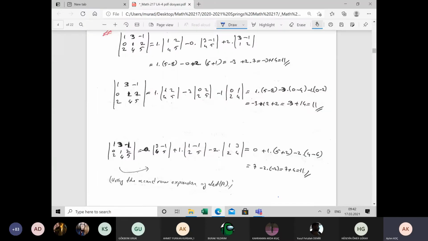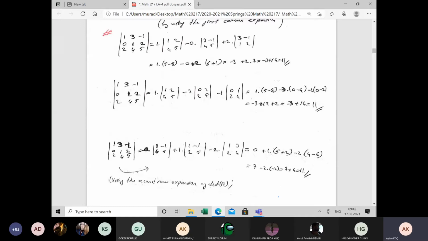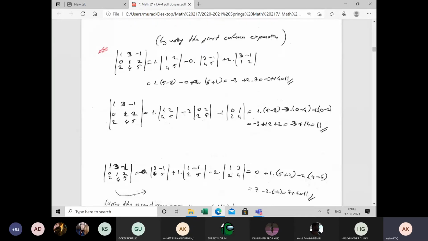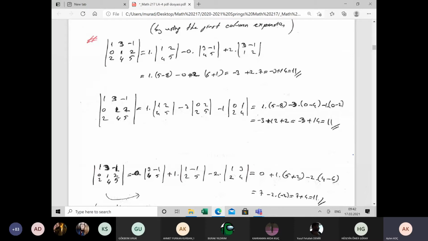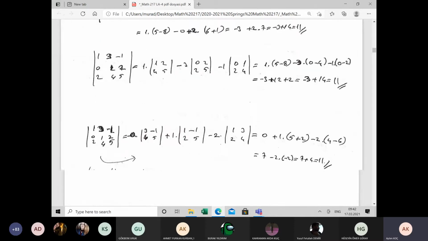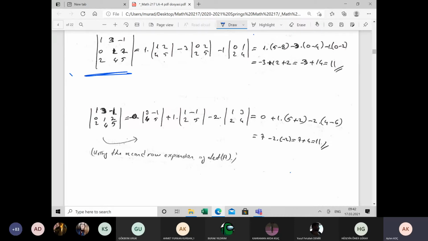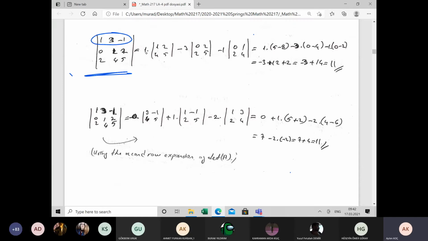Yes, let's start. Take the 3 by 3 matrix here. Our aim is to find the determinant of A. Look at this and the determinant, and use the row expansion. Take the first row. Write the first row entries: 1, 3, minus 1.